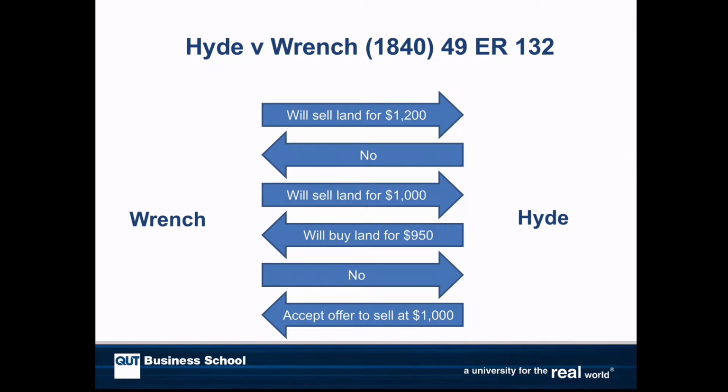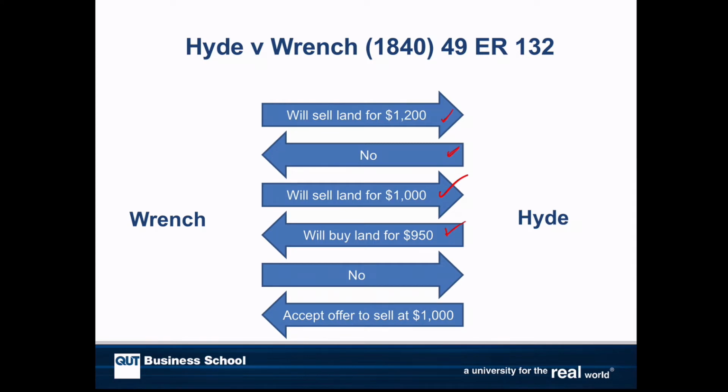So Hyde and Wrench is a great case to help us understand when we have a meeting of minds or not. So Wrench tells Hyde, look, I'll sell you some land for $1,200. Hyde says no. Okay. Then Wrench says, well, I'll sell you the land for $1,000. And Hyde says, look, I'll buy it for $950. Can you see how they're negotiating here around the price?